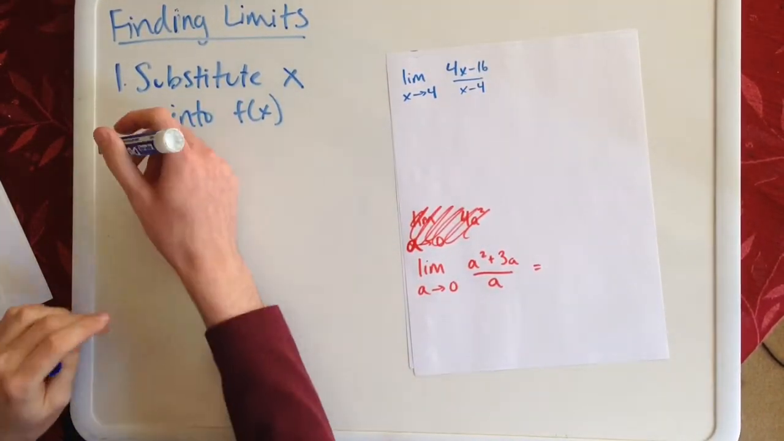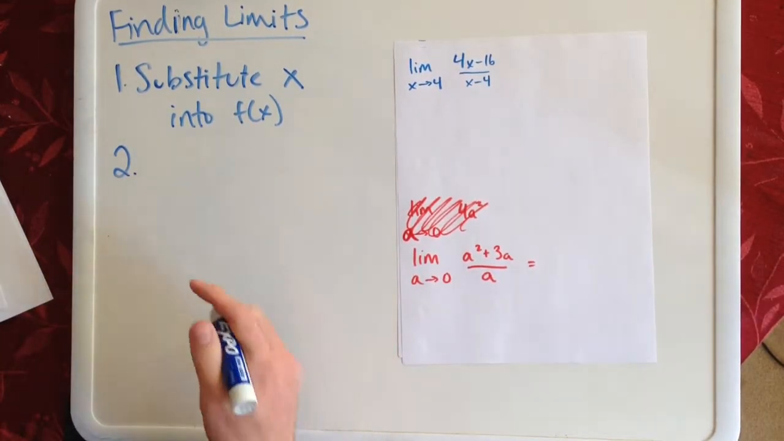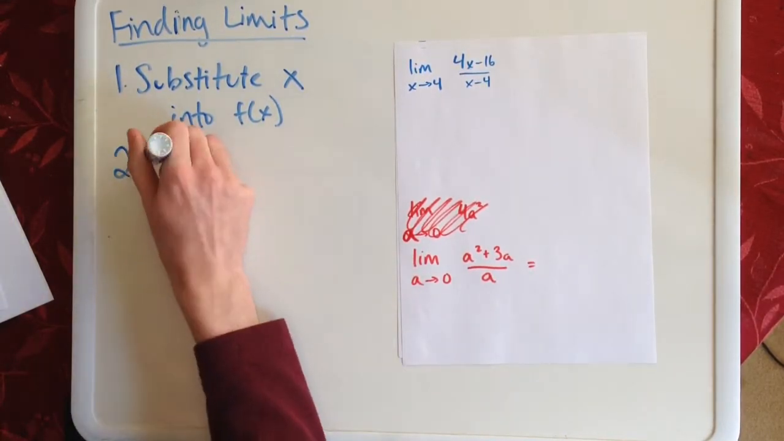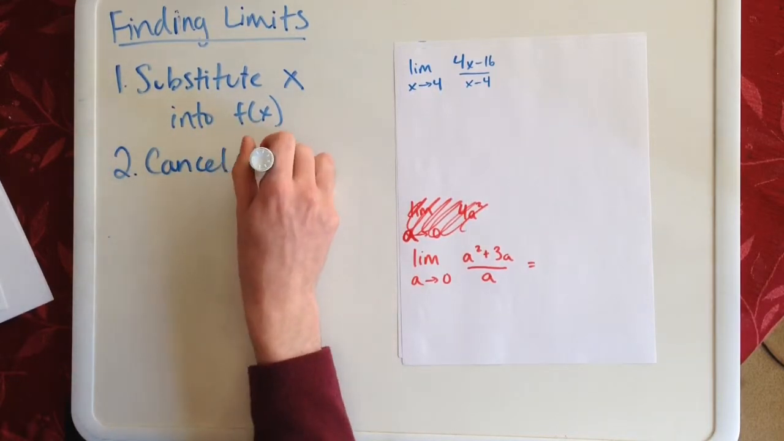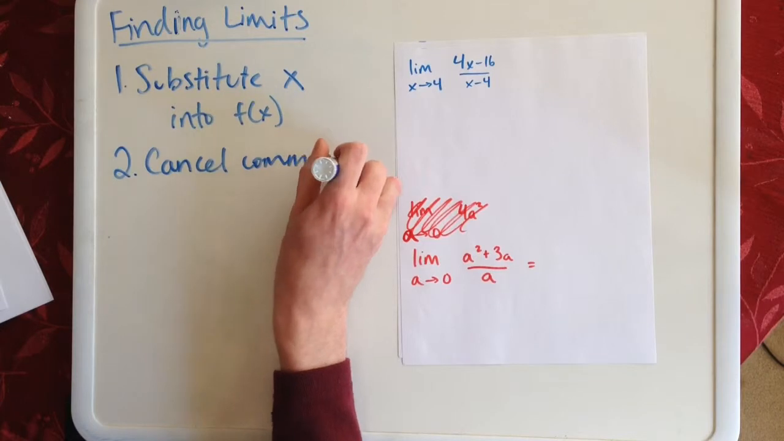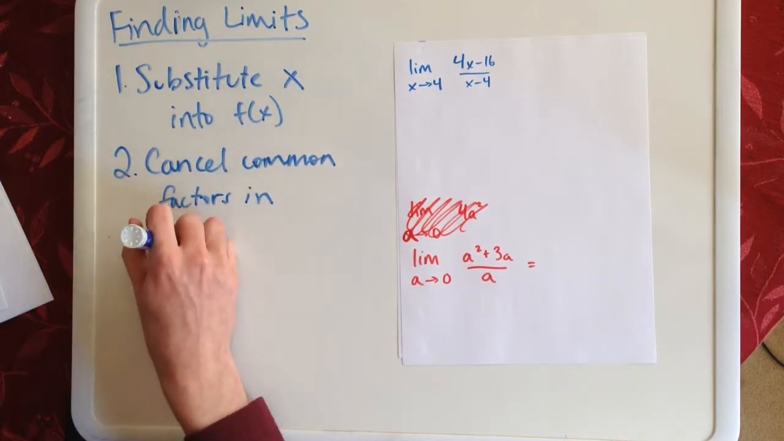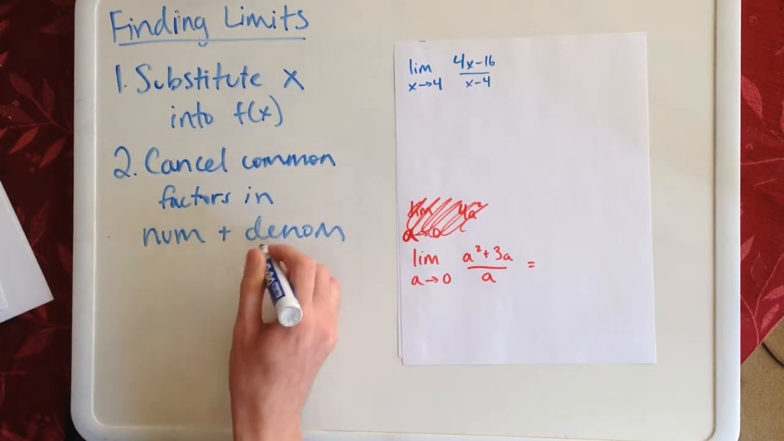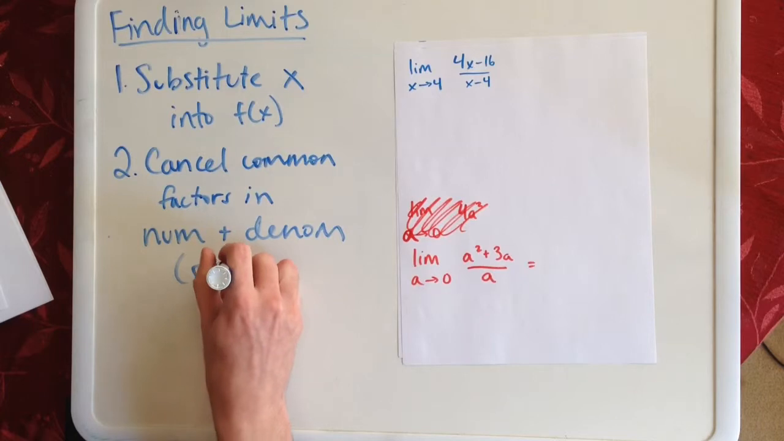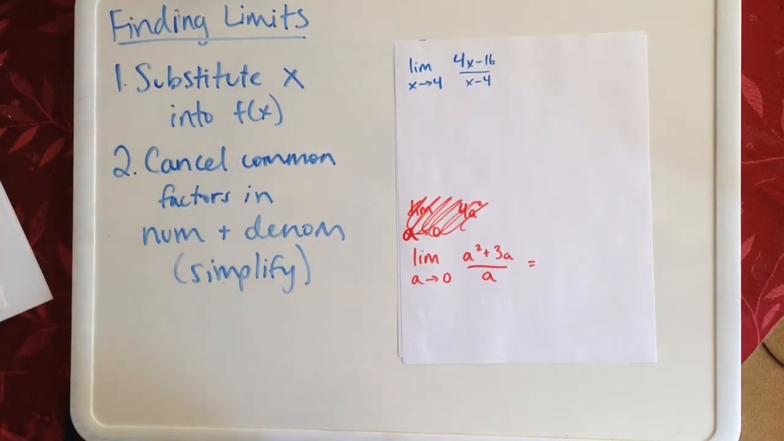So I'm going to write here that the second method to solve the limit, if you can't use just substitution, would be cancel common factors in the numerator and the denominator. And that just means simplify. This means numerator, denominator, and I'm just going to say simplify before you substitute. So eventually you're pretty much going to always substitute.